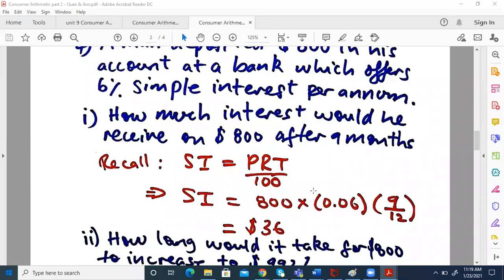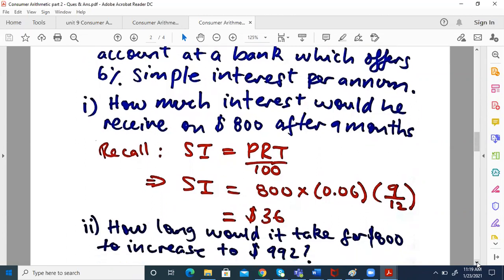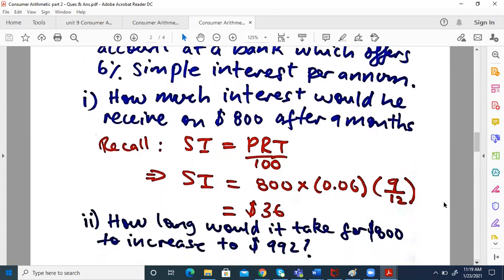All right, cool. So for this question, how long would it take for $800 to increase to 992? As we said before, it's like trying to find what is going to make up the gap. The gap is going to be made up by the interest. So it's asking the question, how long will the simple interest grow on top of the 800 to reach 992? So let's look. We want to be able to use this formula.